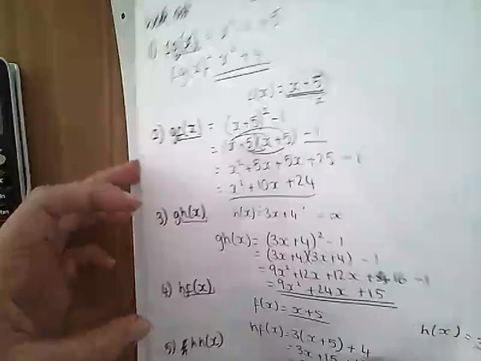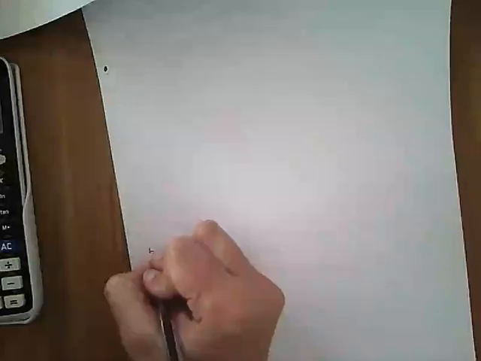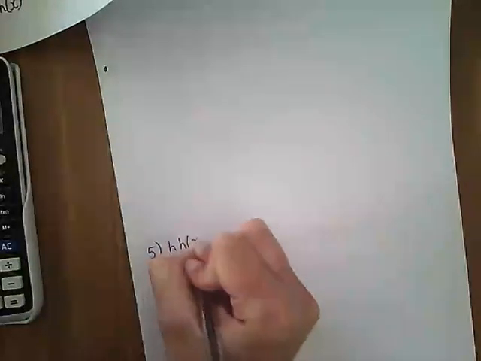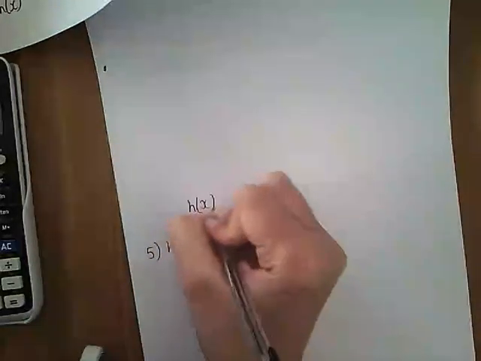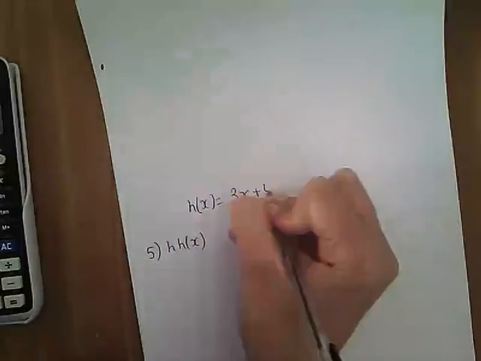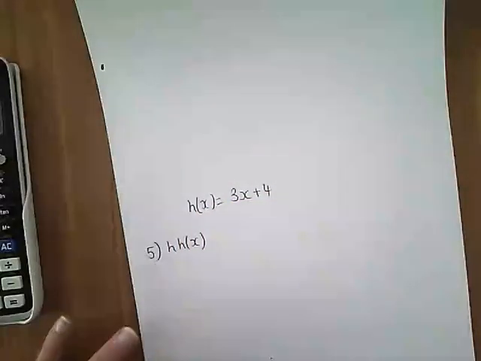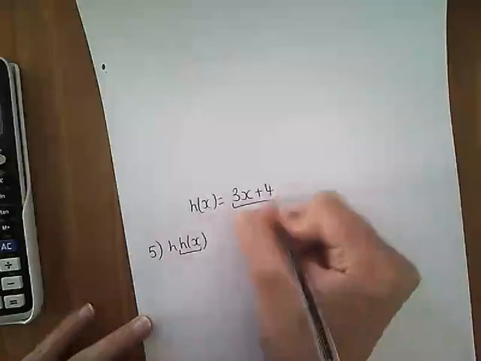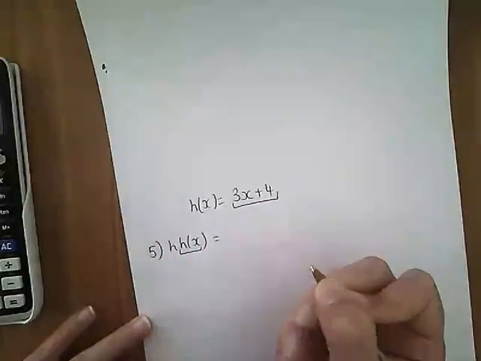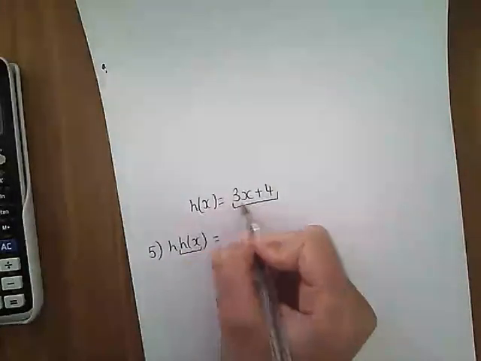Okay, the last one, which I plonked on here but ran out of room for, so I'll just do over here, was h of x. And our h of x was 3x plus 4. So we're taking h, which is that, and putting it into h. So wherever we see an x, we are instead writing 3x plus 4.